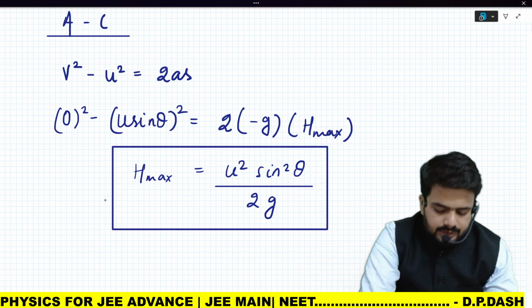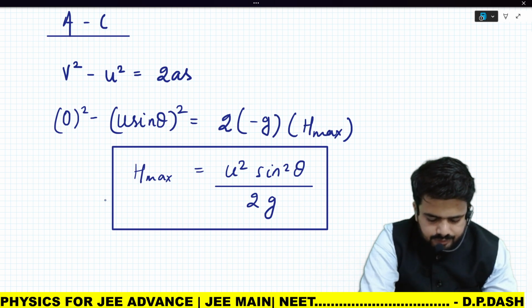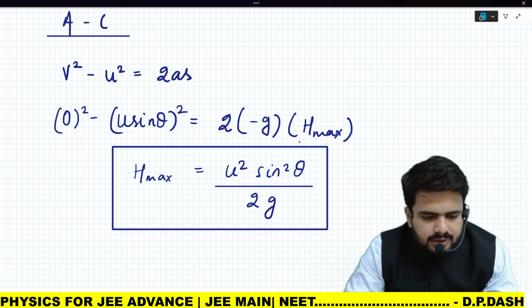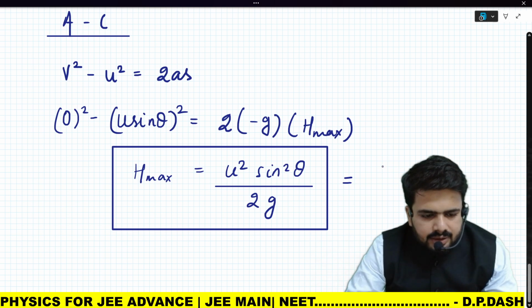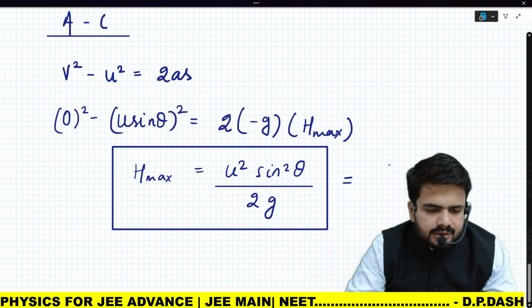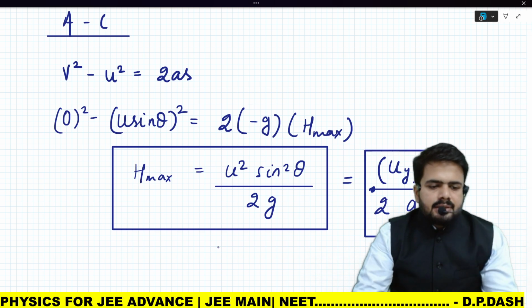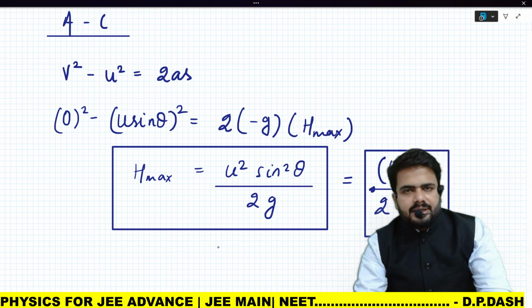Clear? So H max equals u square sin square theta by 2g. Very simple form. And this you can also write as u sin theta whole square, where u sin theta is u y, so u y whole square divided by 2 into the acceleration along the y-axis. This form you can also write down. So this is the formula for maximum height.